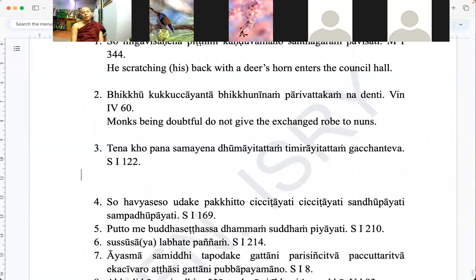So "Tina Kobana Samayena". Actually, "Kobana" is just a filler word, so we don't need to translate it. "Tina Samayena" is okay. "Tina Samayena" means at that time, or maybe then also. So at that time, "Dumai Datan, Timirai Datan, Gechanti wa."